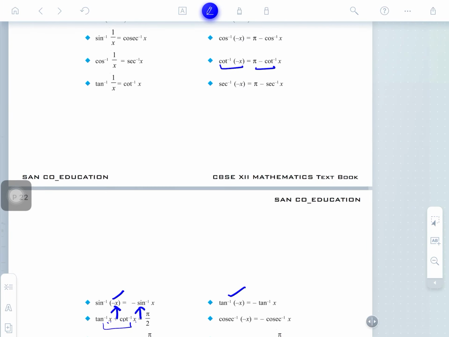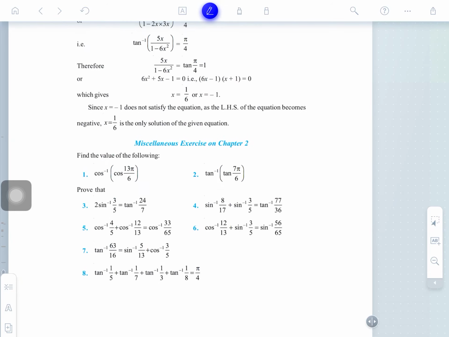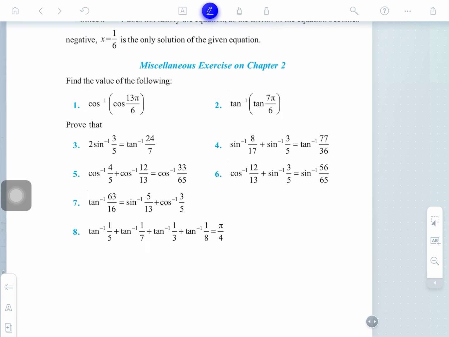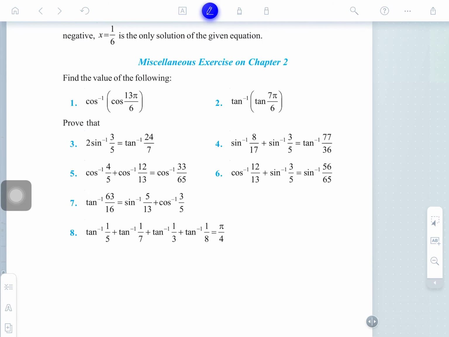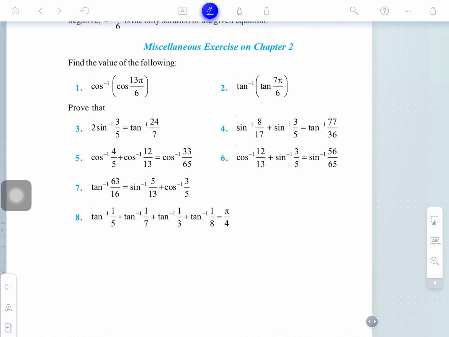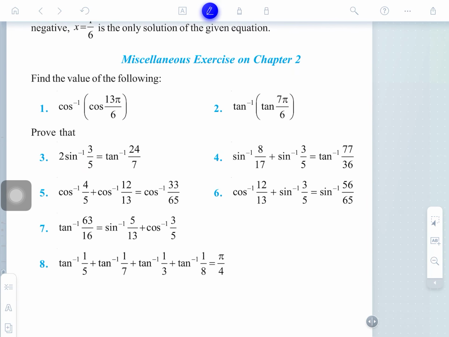Clear? Now the next question is, all the questions are to be solved by you now. Miscellaneous. How many miscellaneous questions are there in total? 15 or 16 questions are there. First question, can you solve this? Obviously direct. If you give 13 pi by 6, you need to check whether it's coming in the range or not. If not, then solve it by the first method.